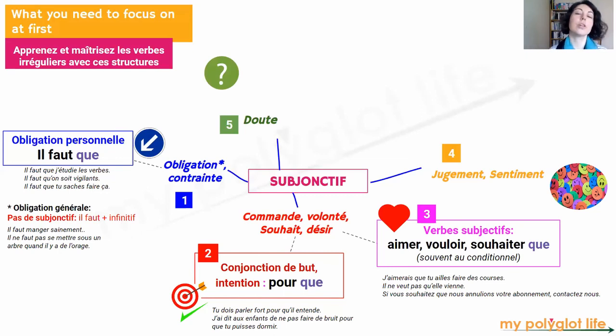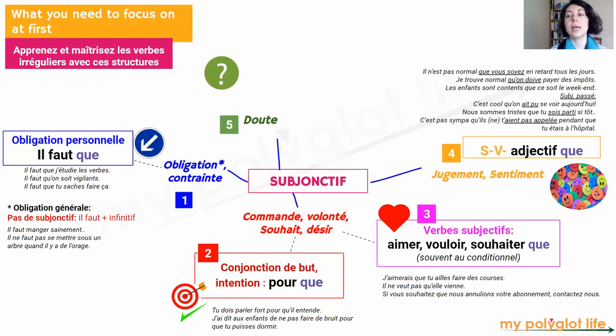Situation number 4, judgment, expressing feelings. That's the structure: subject, verb, adjective, followed by que. And again, the que is necessary because the second verb has a different subject from verb number 1. Let's look at some examples. Il n'est pas normal que vous soyez en retard tous les jours. Je trouve normal qu'on doive payer des impôts. Les enfants sont contents que ce soit le week-end.